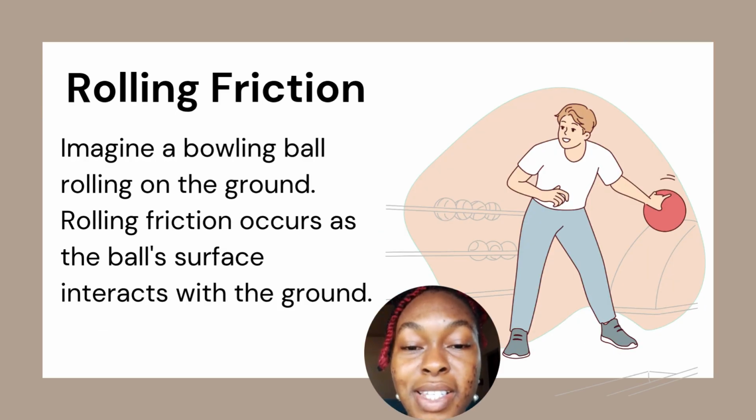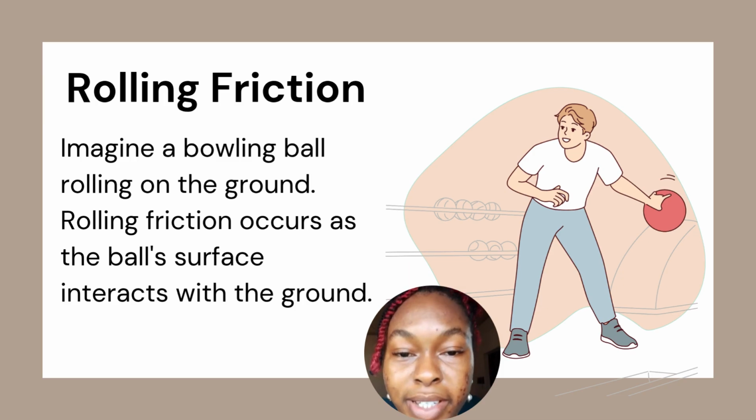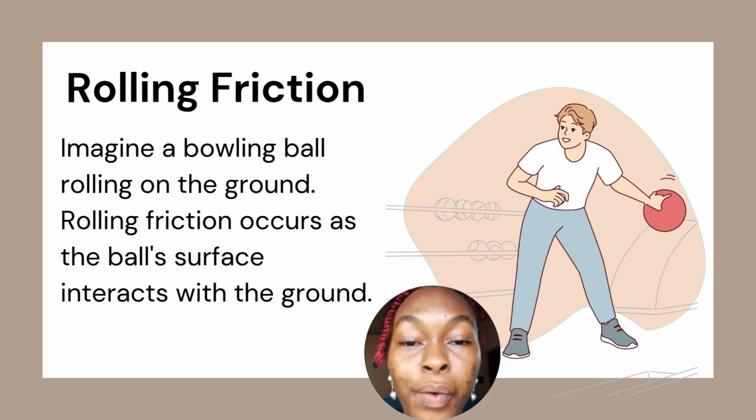Now, the next is the rolling friction. This is the force that opposes the motion of a rolling object. Imagine a bowling ball rolling on the ground. The rolling friction occurs as this ball's surface interacts with the ground.